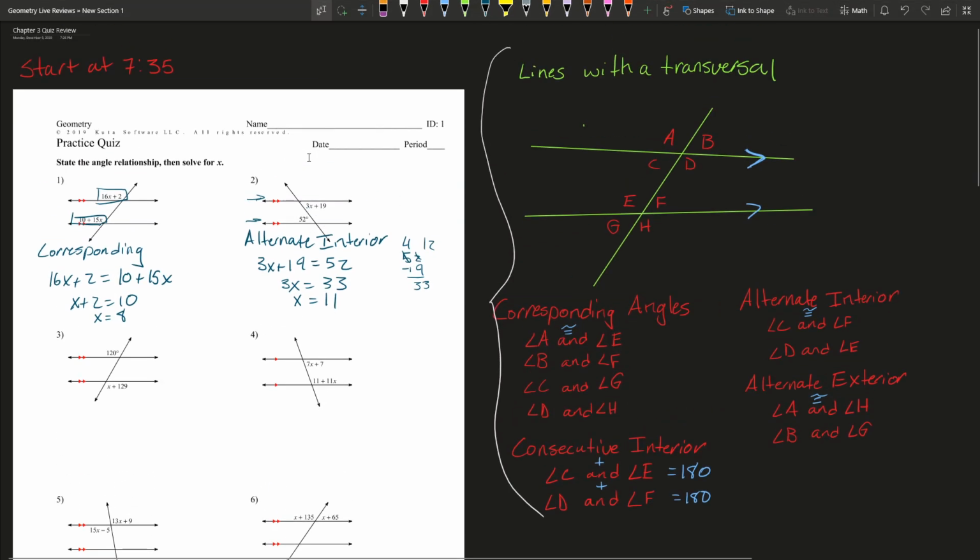On number 3, the angles we are dealing with are outside of the two parallel lines, and they're on opposite sides of the transversal. So these two angles are alternate exterior angles. Because we are dealing with alternate exterior angles of two parallel lines cut by a transversal, we know that these two are equal to one another. So 120 will equal x plus 129. Subtract 129 from both sides, so x will equal negative 9.